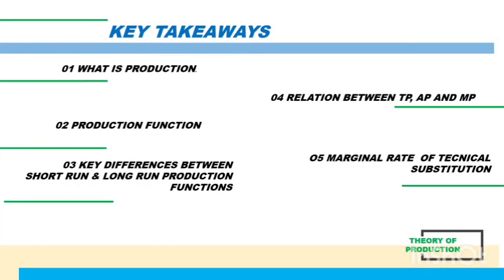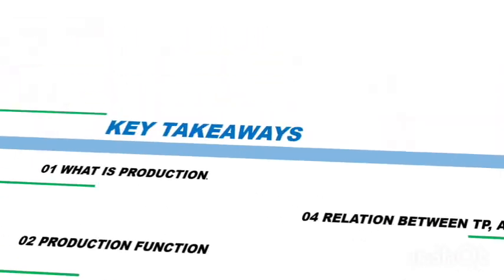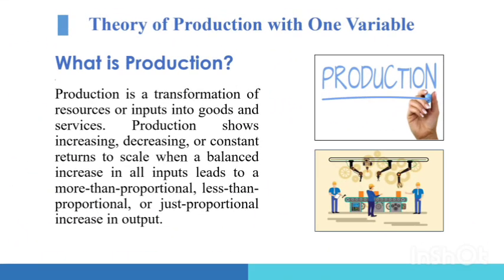Here are the key takeaways of this chapter. Today we will learn about these topics: what is production, the production function, the key difference between short run and long run production function, the relation between total product, average product and marginal product, and lastly we will learn the marginal rate of technical substitution. Okay, first of all we learn what is production.